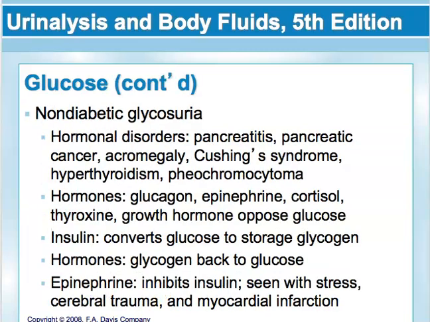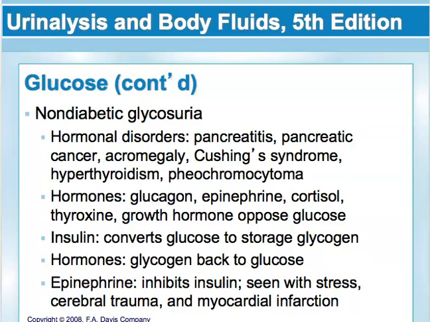Okay, non-diabetic hyperglycemia. This is caused by hormonal disorders. So it can be from pancreatitis, pancreatic cancer, acromegaly, which is a tumor of the nervous system that produces excess hormones and causes high blood pressure, headaches, and nausea. Cushing's syndrome, which is a condition caused by prolonged exposure to cortisol. So patients will show high blood pressure. A lot of times they will have a round red face and weak muscles.